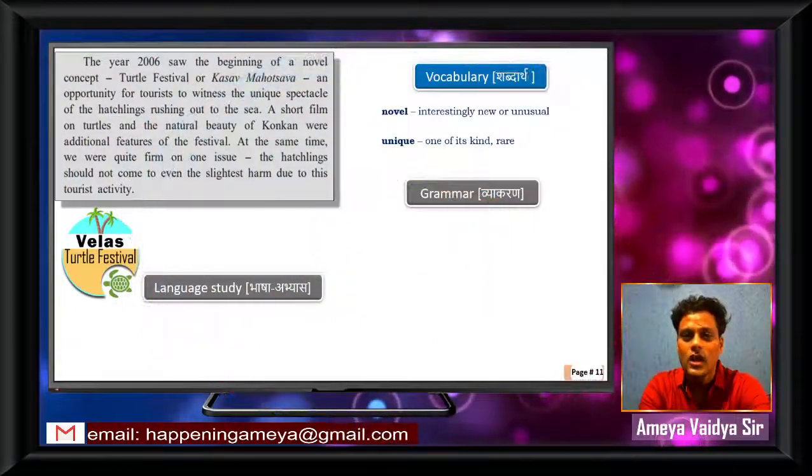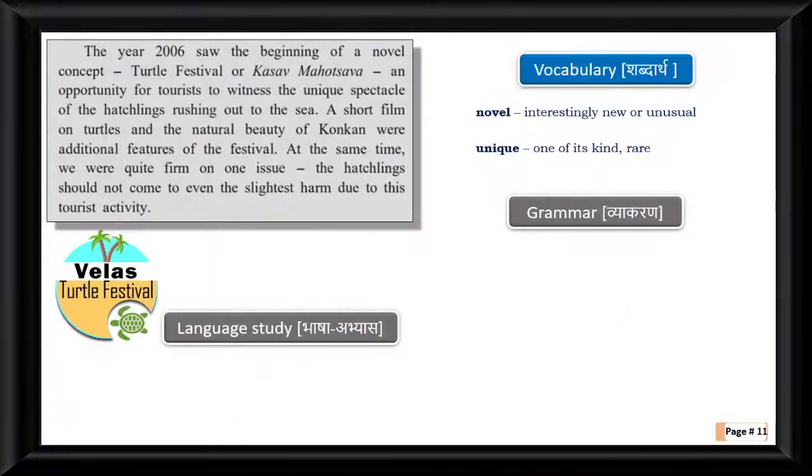Anyway, so the reading challenge, okay? The year 2006 saw the beginning of a novel concept, Turtle Festival or Kasav Mahotsav, an opportunity for tourists to witness the unique spectacle of the hatchlings rushing out to the sea. A short film on turtles and the natural beauty of Konkan were additional features of the festival. At the same time, we were quite firm on one issue. The hatchlings should not come to even the slightest harm due to this tourist activity. There's another code mixing example there, right? The Kasav Mahotsav will be code mixing there.